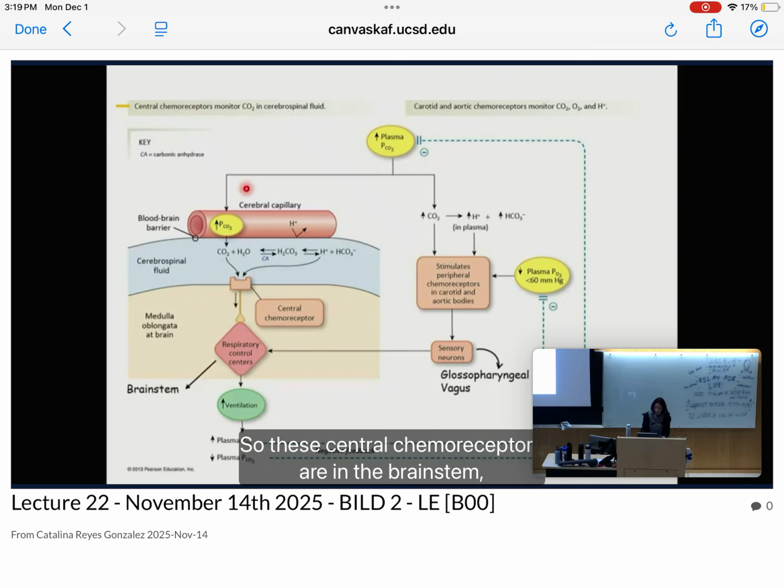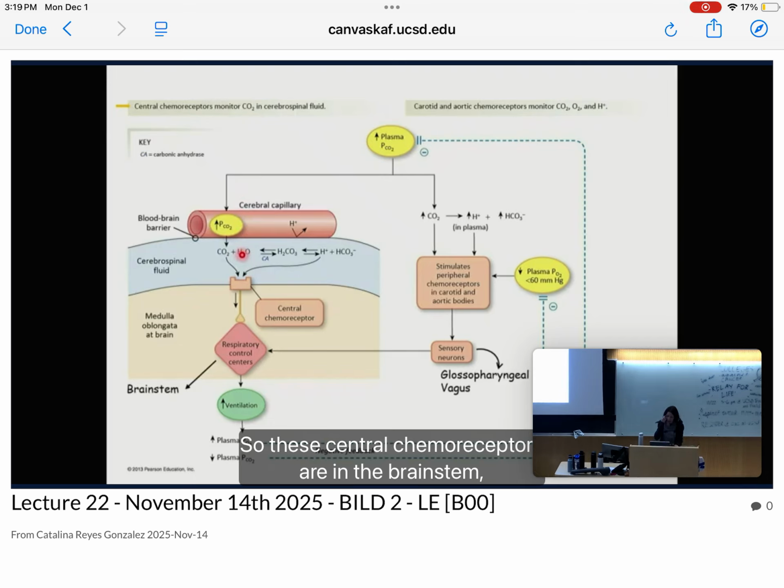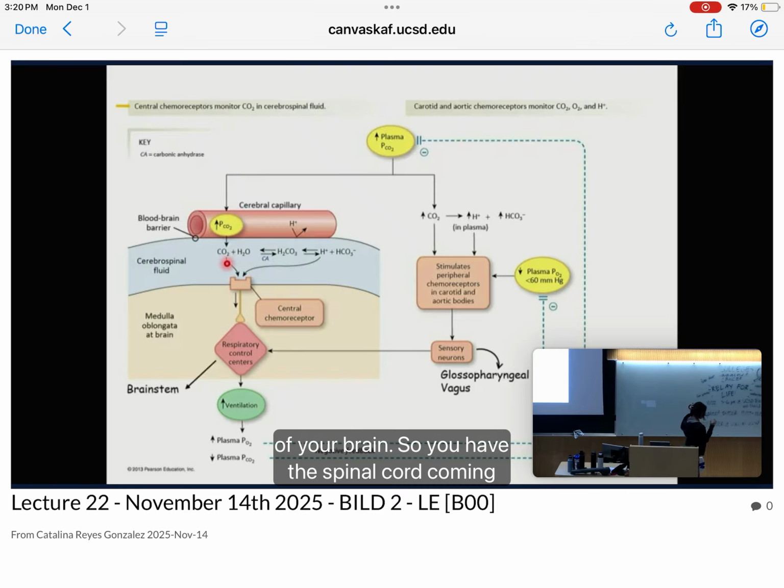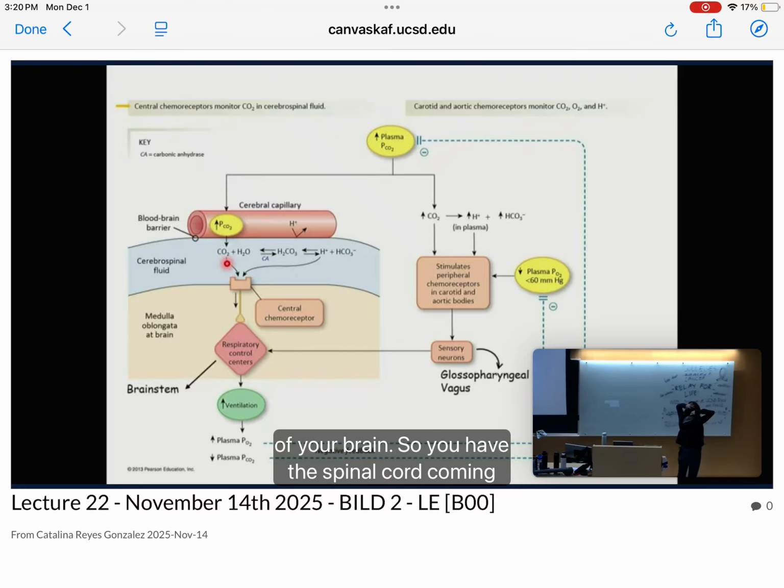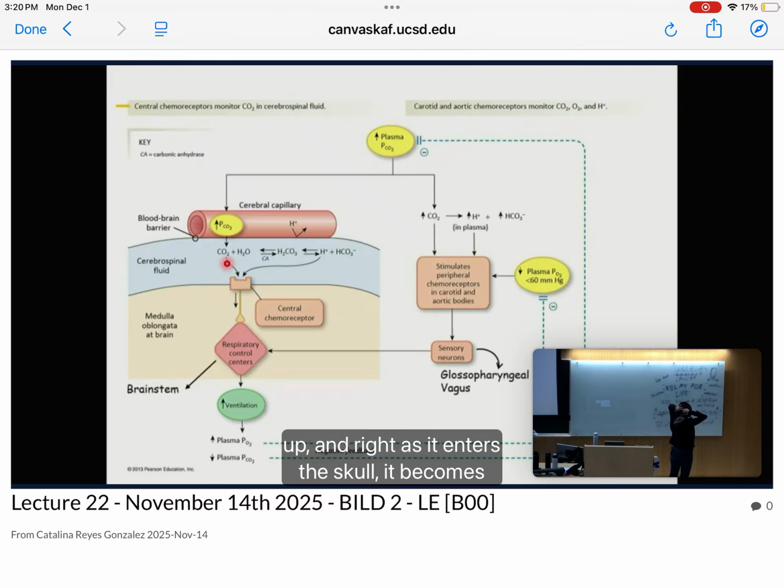So these central chemoreceptors are in the brainstem, which is a part of your brain. It's the first part of your brain. So you have the spinal cord coming up, and right as it enters the skull, it becomes wider, and that's part of your brain, the brainstem. And a lot of autonomic reflexes get regulated there. Cardiovascular, respiratory reflexes get regulated there.